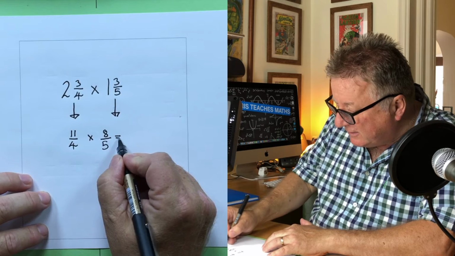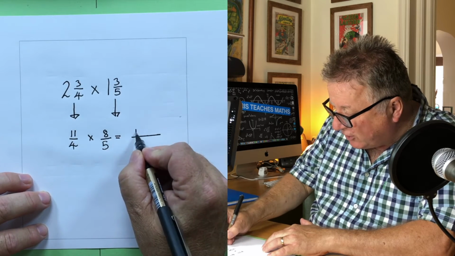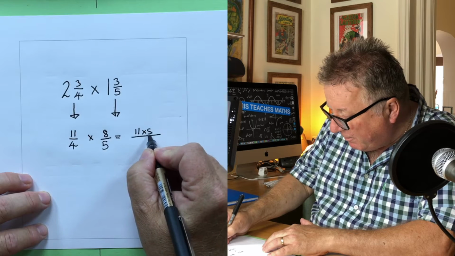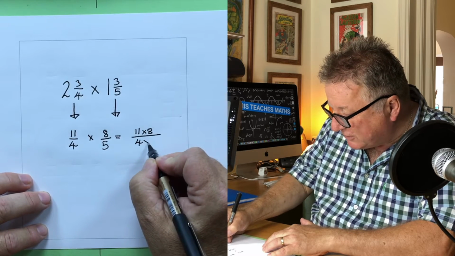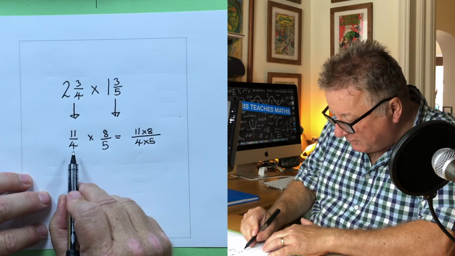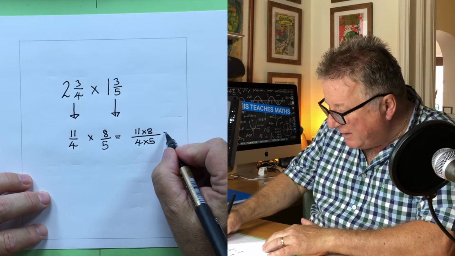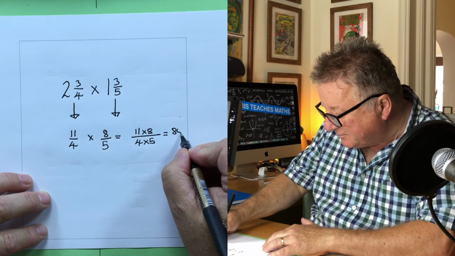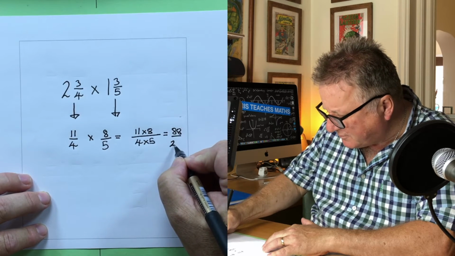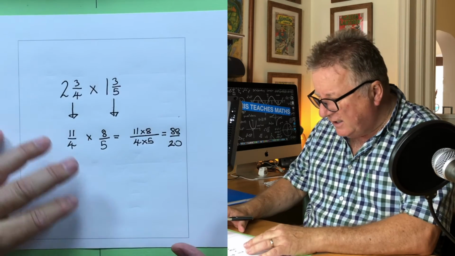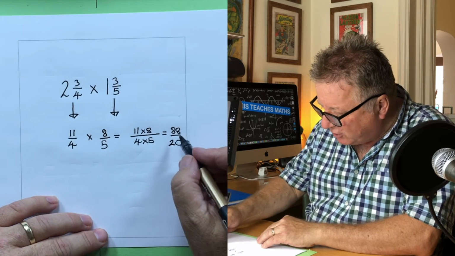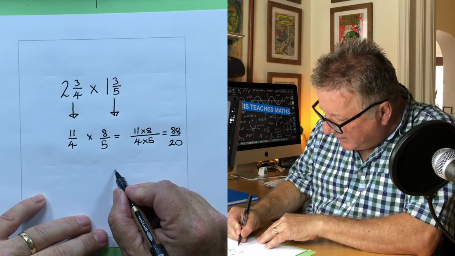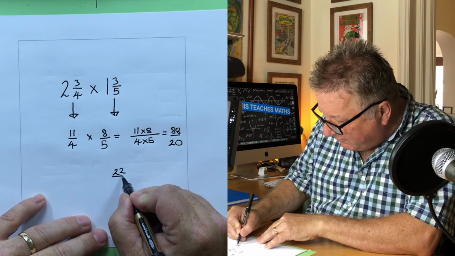So we just multiply across the top, multiply across the bottom, 4 times 5, giving me 88 over 20. I will put that back as a simplified fraction. As you'll see later, the examiner often looks for that. I'm going to start by dividing the top and bottom by 4 to give me 22 over 5.